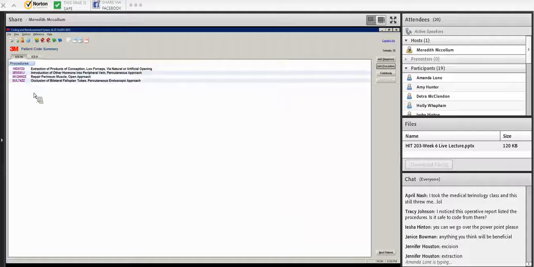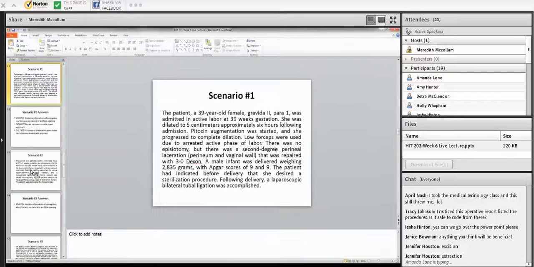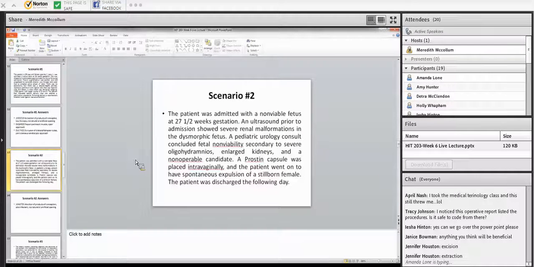Okay, so then you have occlusion of bilateral fallopian tubes, percutaneous endoscopic approach. So these will be your codes for that delivery. And remember, for OB, they're always going to start with a 1. Okay, so let's go to scenario 2.